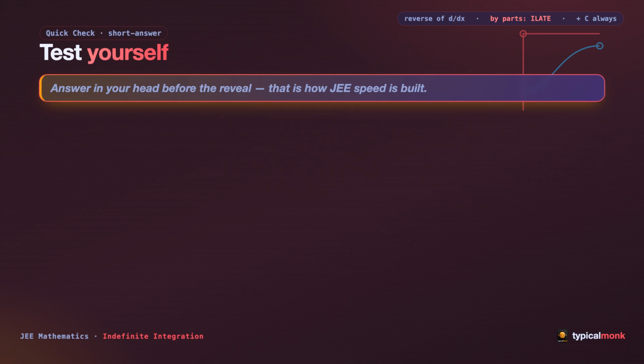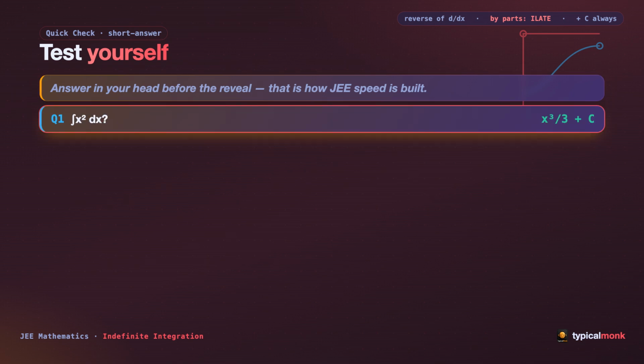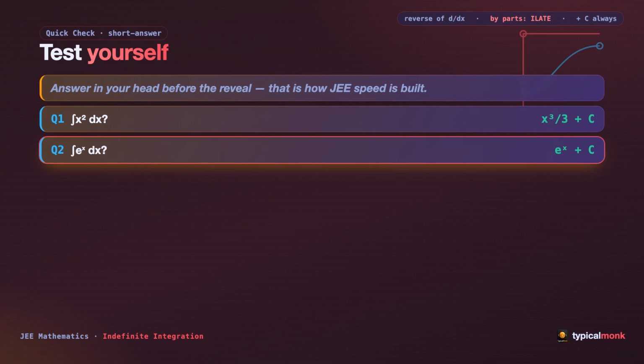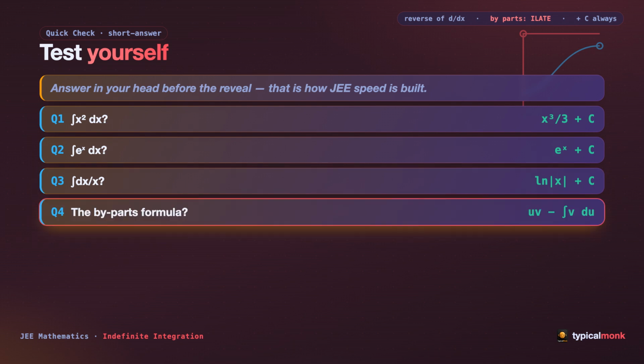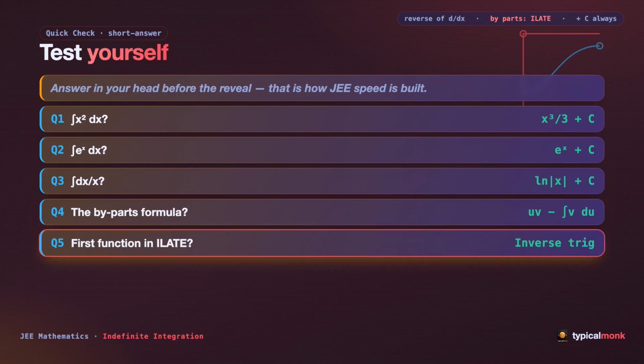Answer in your head before the reveal. That is how JEE speed is built. Here we go. Question 1. The integral of x squared dx: x cubed over 3 plus c. Question 2. The integral of e to the x dx: e to the x plus c. Question 3. The integral of dx over x: the natural log of the modulus of x plus c. Question 4. The by parts formula: uv minus the integral of v du. And question 5. The first function in ILATE: the inverse trigonometric.